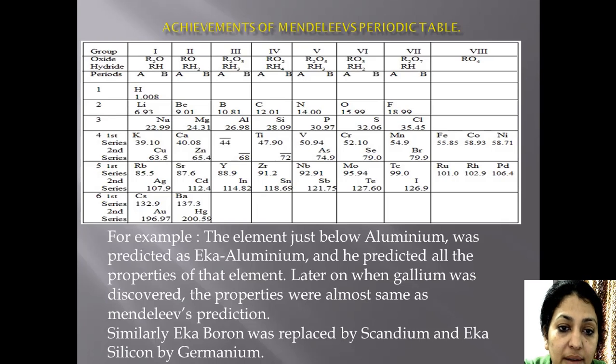Quite amazing, right? Similarly, he predicted one element which comes below boron as Eka boron, and one element under silicon as Eka silicon. And he predicted all the properties of Eka boron, Eka aluminium, and also Eka silicon. Eka boron was replaced by scandium after many years, and Eka silicon by germanium. The properties of Mendeleev's prediction were almost the same as the discovered elements.